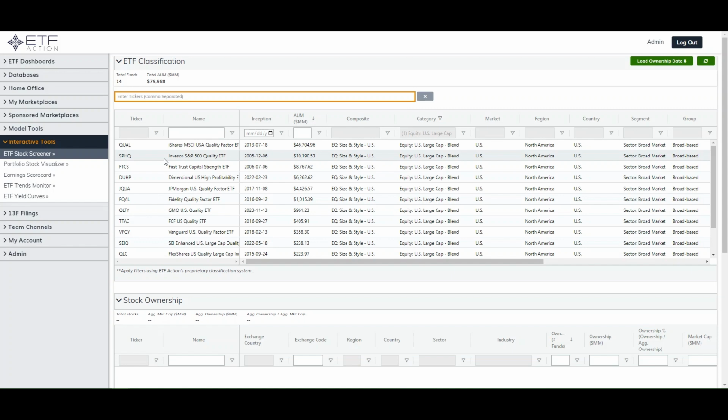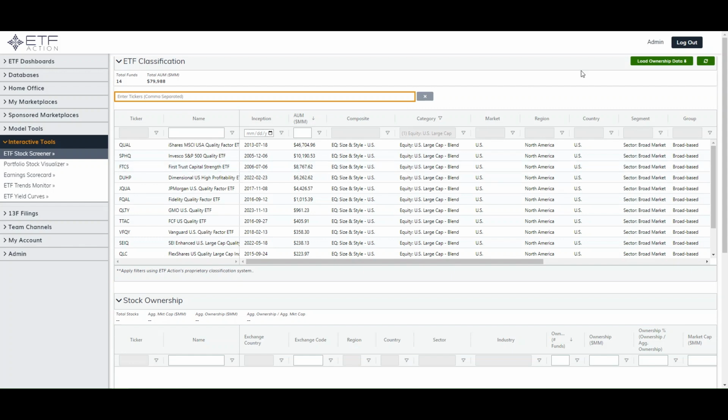However, they use slightly different metrics to define what quality is. But if we can find the stocks that are in common between all of these funds, or the most prevalent, then it means that those stocks are meeting the hurdles of not just, say, QUAL, but those stocks are also meeting the hurdles to make it into SPHQ or FTCS. So the stocks that are found in the most number of funds probably have the highest quality characteristics.